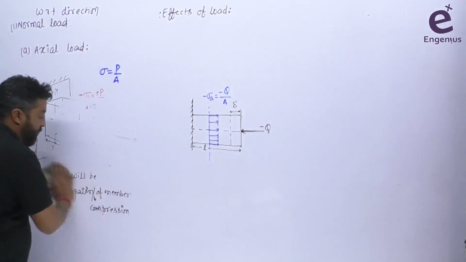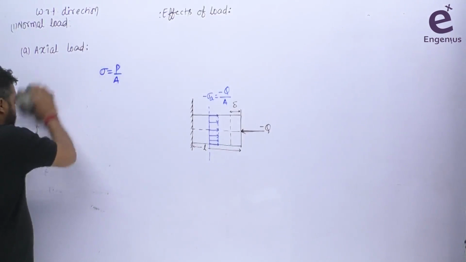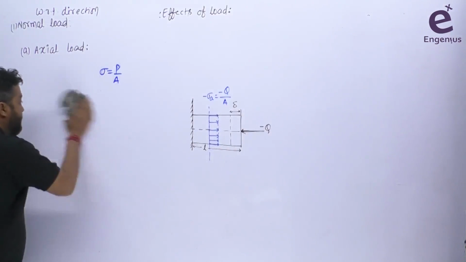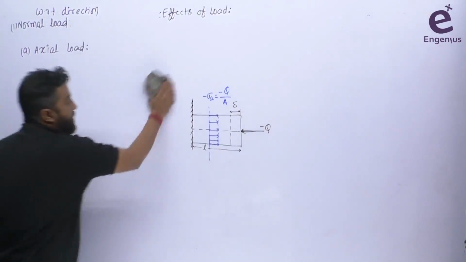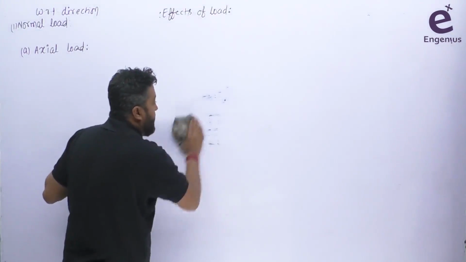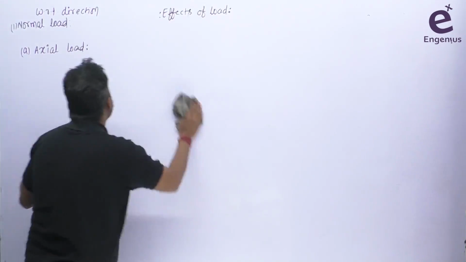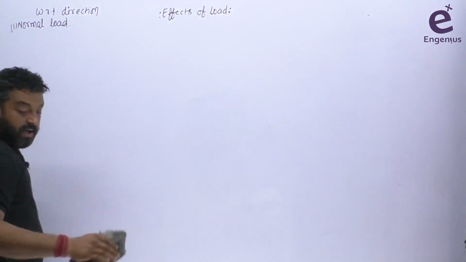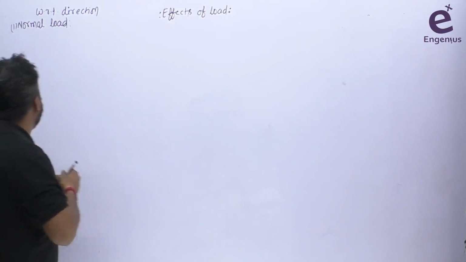Now, let's move to our next type of load. So the first type we considered here is the axial load. Then what is the second type of normal load here? So the second type we know is the eccentric axial load. Okay, so the second type we will consider here is eccentric axial load.